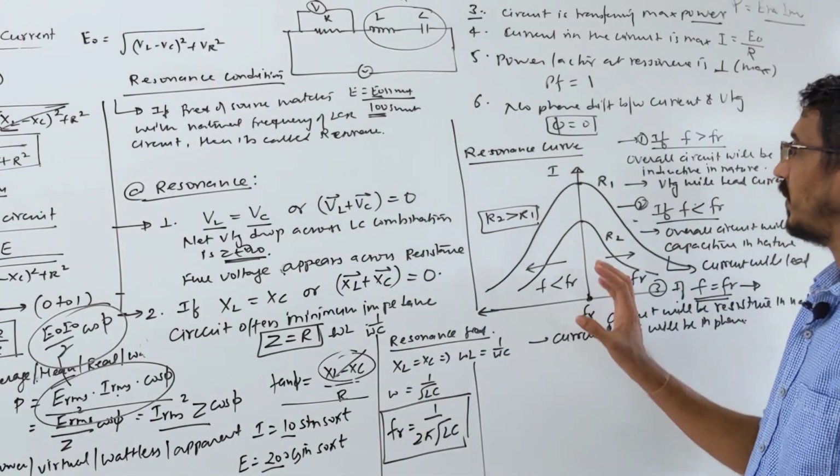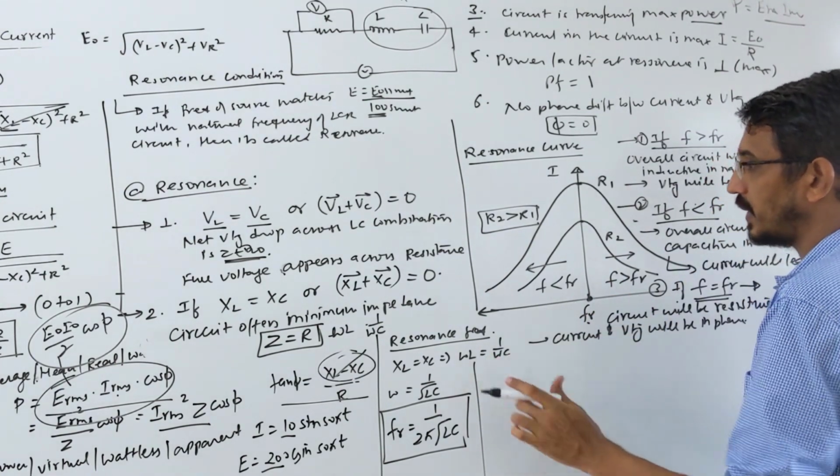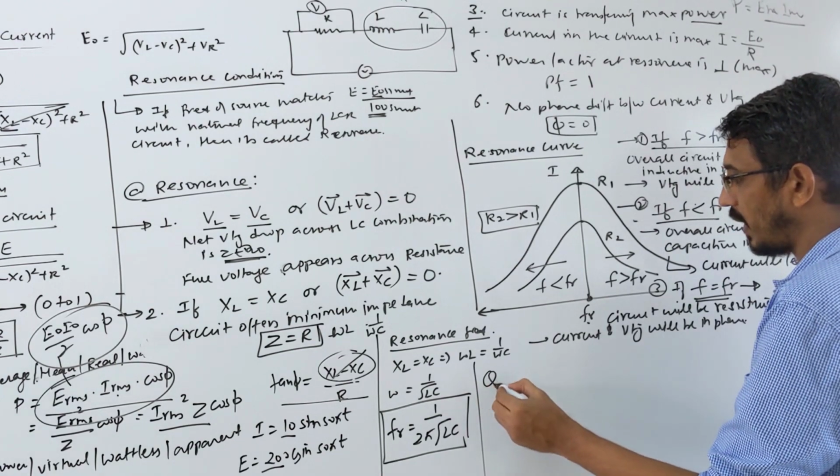So this is your curve. And now this one small point we have discussed, then it's done. It's called something called quality factor.